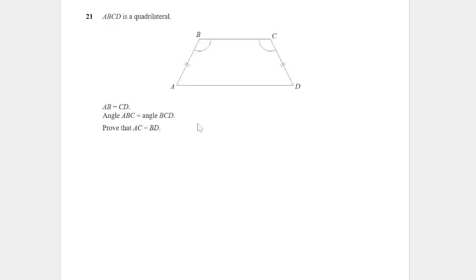Okay, question 21, we've got a quadrilateral. AB is equal to CD. Angles ABC and BCD are equal. Prove that AC is equal to BD. So AC is equal to BD. Okay.